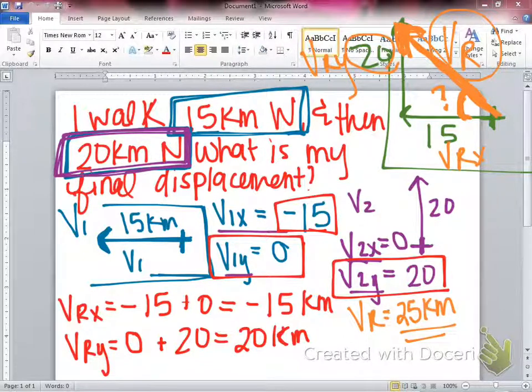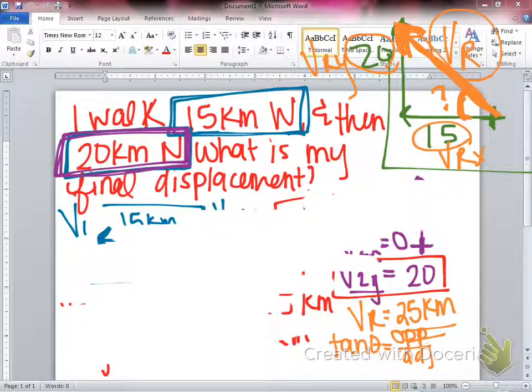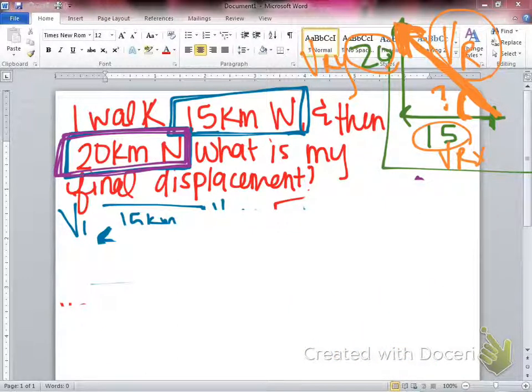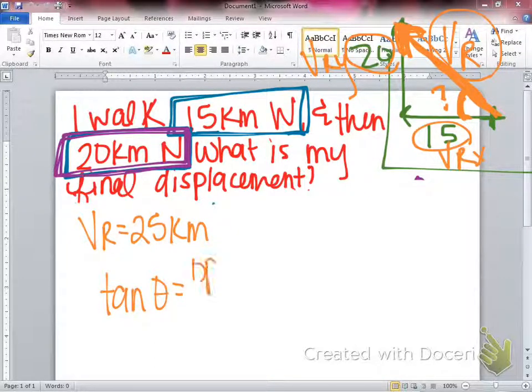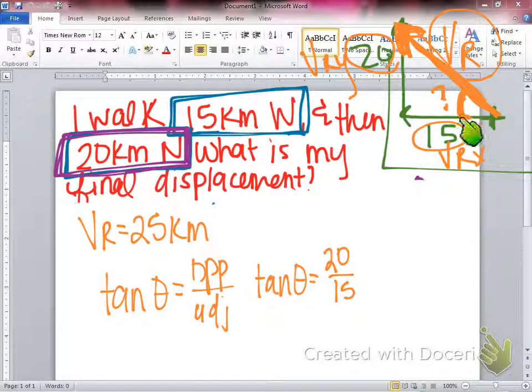If we have the opposite side and we have the adjacent side, tangent. Okay, so when we solve for an angle, we're taking tangent of theta equals opposite over adjacent. I gotta give myself some more room here, so I'm gonna get rid of some of this. Okay, so I know v sub r is equal to 25 kilometers. So we know tangent of theta is equal to 20 over 15 because we want to find the angle from the origin.